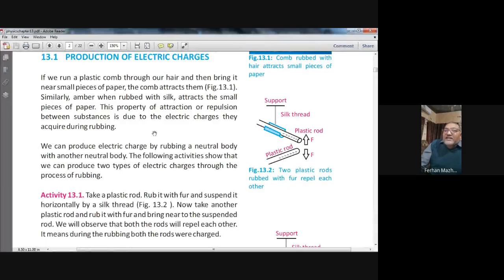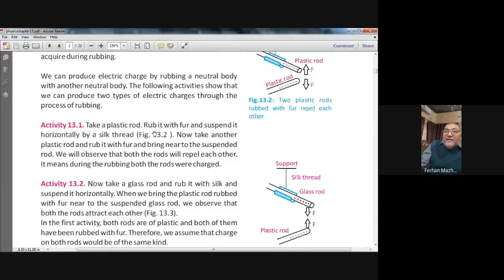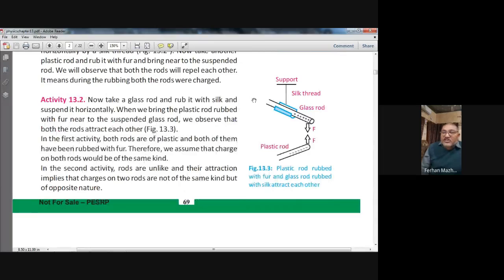Okay, so another activity. Now take a glass rod, rub it with the silk, and suspend it horizontally. When we bring the plastic rod rubbed with the fur near the suspended glass rod, we observe that both the rods attract each other. You see now in this experiment, what is happening? We have glass rod A, the first one, rubbed with the silk and hung with the thread on the stand.